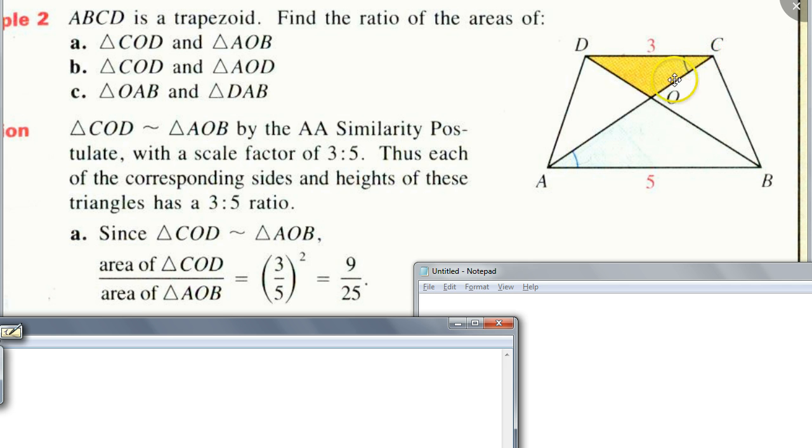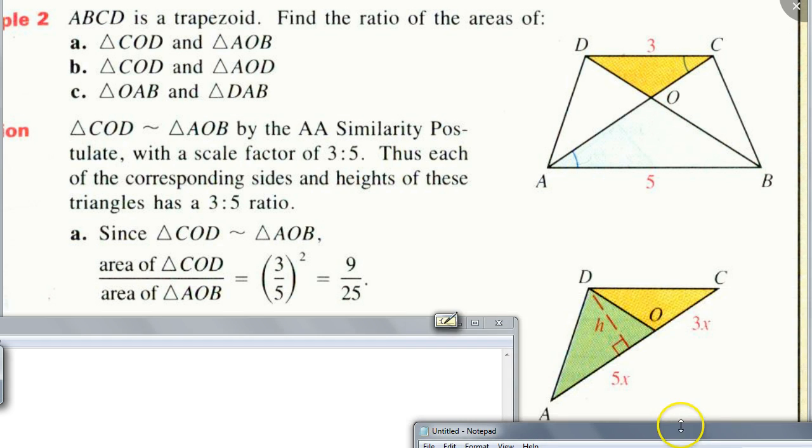Yeah, the ratio's got to be 3 to 5 because if you look at the triangle on the top and the triangle on the bottom, aren't these corresponding parts of these two triangles, one on the top and one on the bottom? So it's got to be 3x to 5x. How come they wrote 3x to 5x, not 3 to 5? Hold on. Why is it 3x to 5x, not 3 to 5? Jonathan?